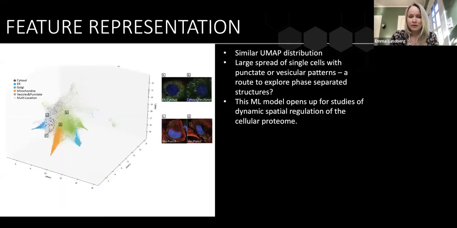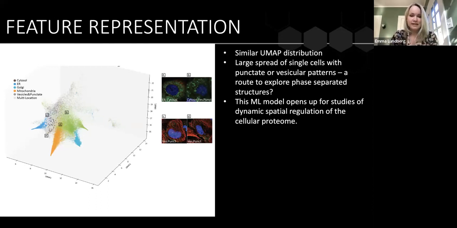But if we look, sorry, I'm removing some of the clusters here just to make it easier to look at. What is interesting, of course, is that we can look at certain classes of locations where we see a large spread in this UMAP pattern. For example, if we look at punctate or vesicular patterns, this is where we see a great distribution. And I think we haven't really focused a lot on resolving different phase-separated structures or puncta in the cell, and this is basically what we're seeing here. So maybe we're now at the point that we can start to resolve this.